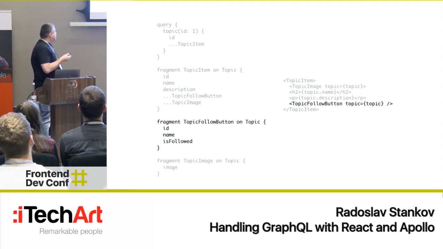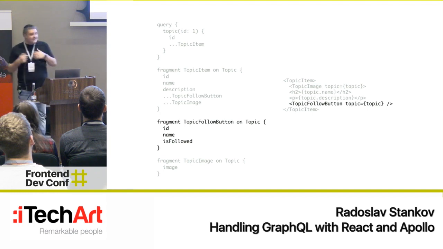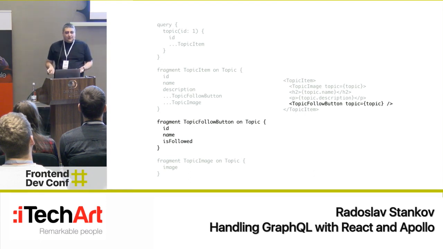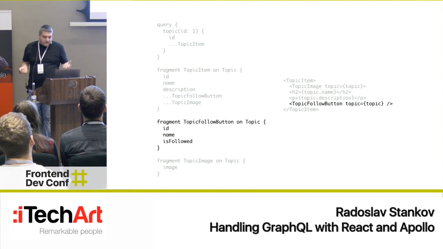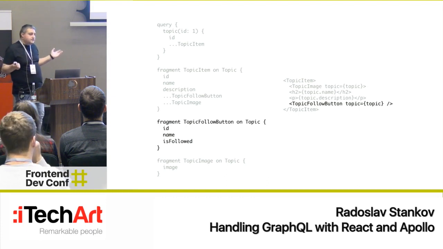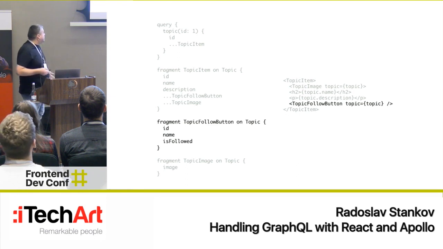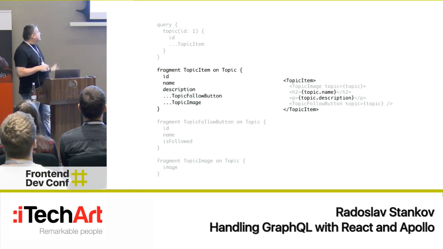Not surprisingly. The topic follow button is followed. Oh, and surprisingly, it needs the ID, because when we click the button, we have to know what's the ID of the post we have to follow. Also, it needs the name for some reason. We don't know what's the reason, but there should be one. And we as developers shouldn't care, like it's somebody else's button. And the topic item itself, it needs the ID just for page indentation or something like that.